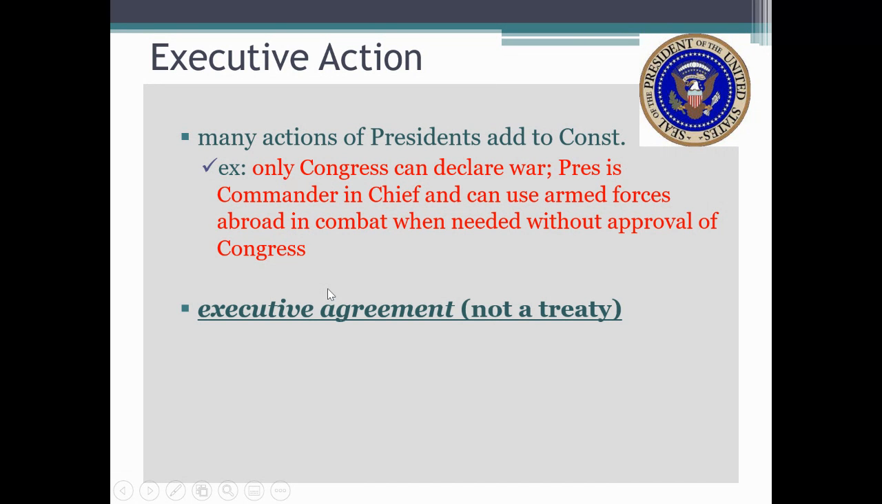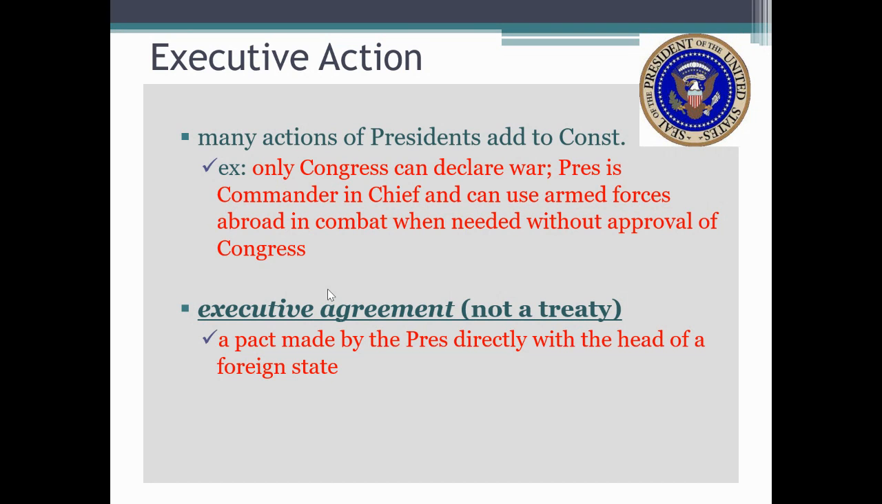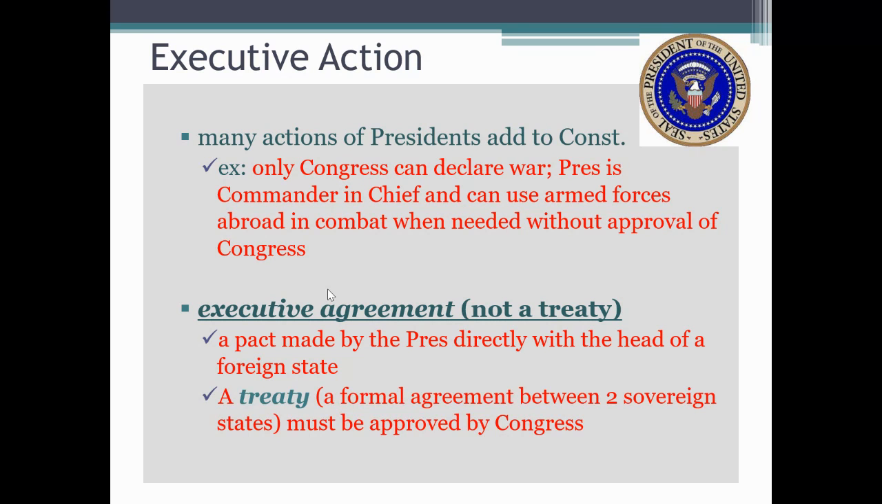Executive agreement, okay. A president can make an agreement with another head of a foreign state, so another head of a country, like another president or prime minister, and it's not a treaty, okay? So not to confuse it with a treaty, because a treaty is a formal agreement between two sovereign states, meaning that a treaty is between like the United States and France, or the United States and Japan. It's not through the two individual people, and it's a very formal written document, and that has to be approved by Congress.